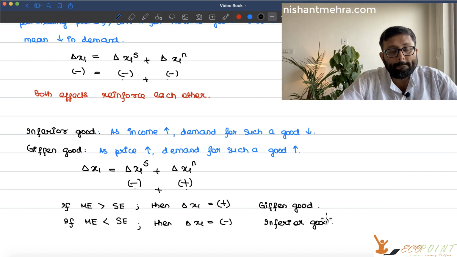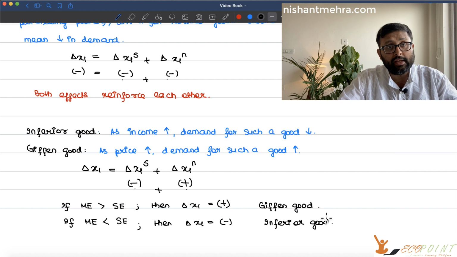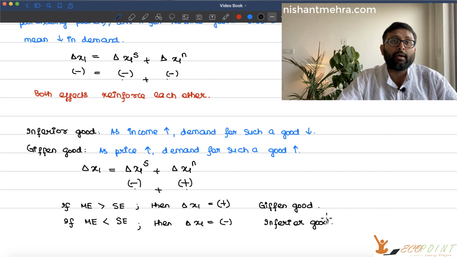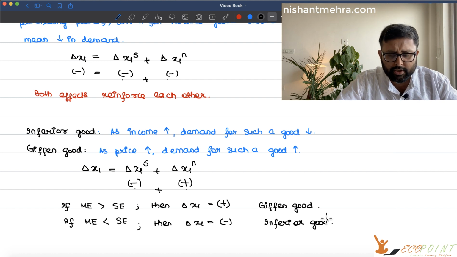You with me? You with me, beta? An inferior good doesn't say that the price of the commodity is increasing and the demand for such a commodity is going to increase, right? It has to be a very inferior good, a Giffen good, where the price of the commodity is increasing, then demand for such a commodity is going to increase. That is the idea. Let us go a little deeper.